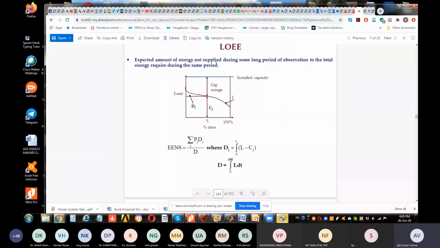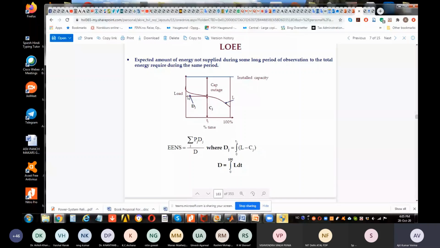Expected amount of energy not supplied during some long period of observation to the total energy required during the same period. Okay, so this is the installed capacity, this is the outage, and then this is the load profile. So if this is the outage, then this is the duration for which the load requirement will not be met. This is the percentage of time. So to calculate the energy, all you need to do is integrate and find out this area under the load profile. So that's not a big deal.